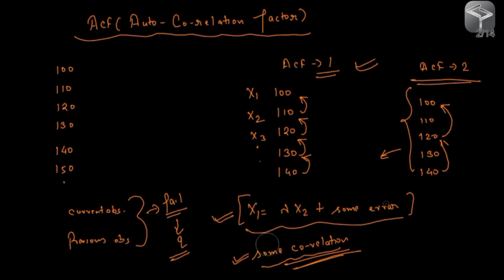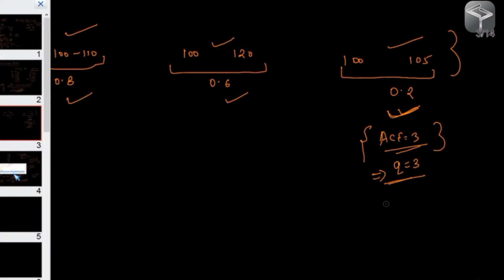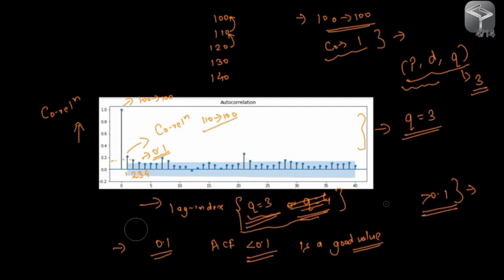To remove this correlation, I have a visual, and we have to understand this visual. Whenever I have my correlation value on the boundary, that value I have to select for my ACF plot, and that will return me my Q value. So in this visual, my Q value is Q equals 3. This is the overview of what we have learned till now.